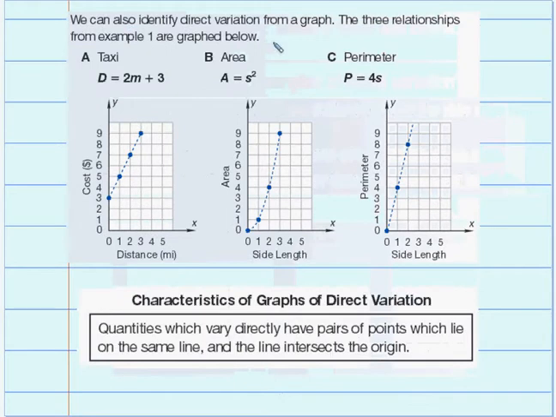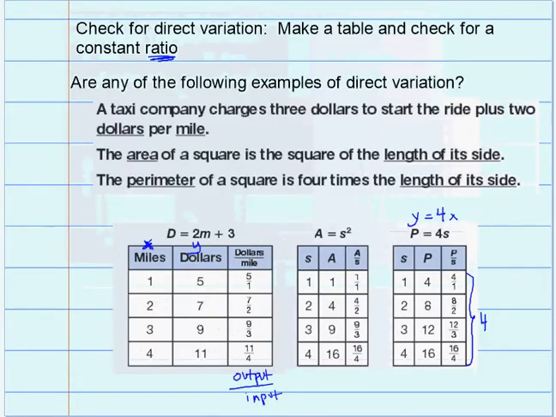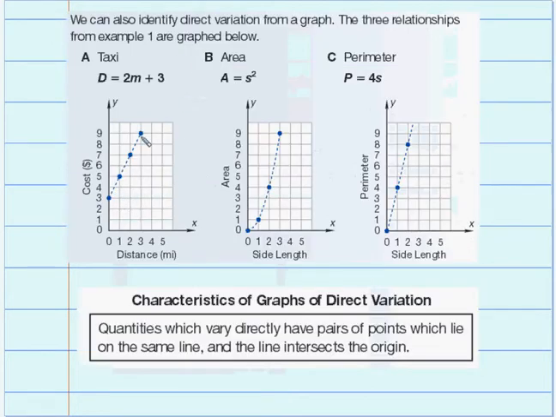You can also make a graph. If you have a table of values like you did here, you can graph them, and you notice that this taxi ride doesn't go through the origin, so it's not direct variation. This area doesn't make a line. It's a curve, so that will not be direct variation. But perimeter makes a nice line, and it includes the origin.